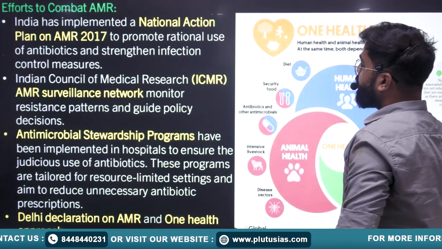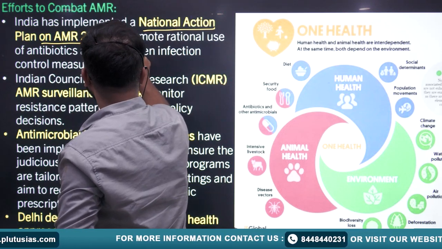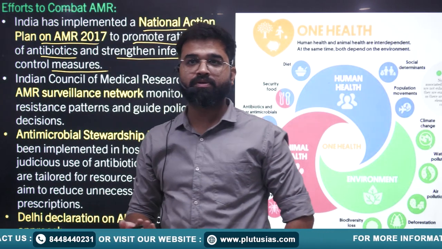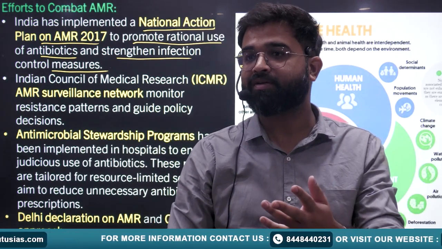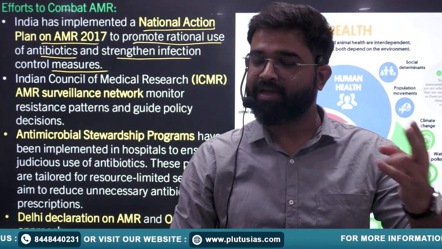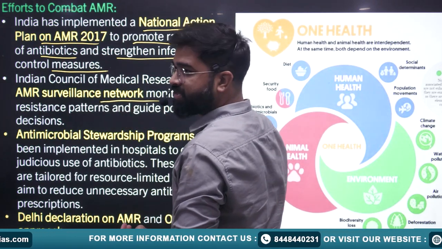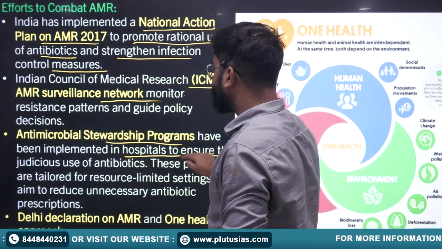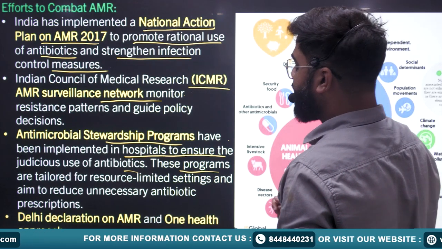Okay, now efforts to combat AMR in India. So India implemented the National Action Plan on AMR to promote rational use of antibiotics and strengthen infection control measures. What is the rational use? First, without the prescription of a doctor, from now onwards we will not take antibiotics. Second, we will complete the complete course. This is the rational use basically. Second, ICMR's AMR surveillance network. Third, antimicrobial stewardship programs have now been implemented in hospitals to ensure judicious use of antibiotics. These programs are tailored for resource limited settings and aim to reduce unnecessary antibiotic prescription.